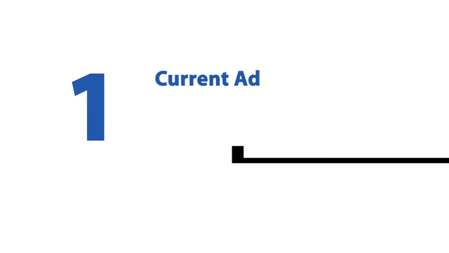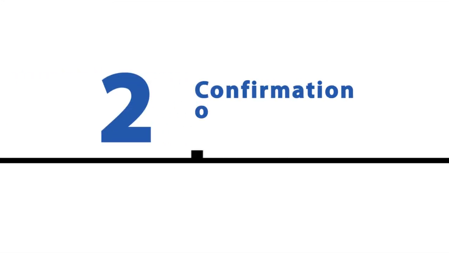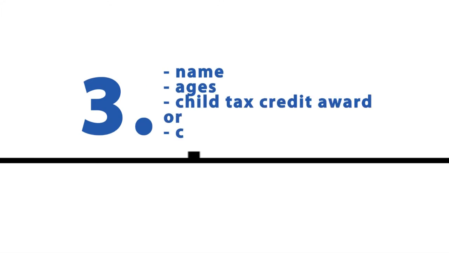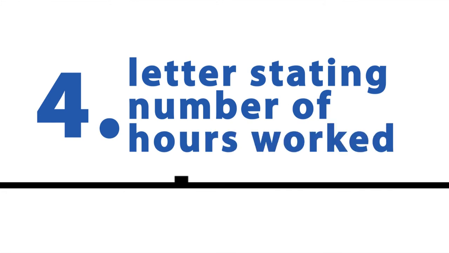Before you begin the process, you will need to make sure you have the following information to hand. Number 1, confirmation of your current address and your national insurance number. Number 2, if you are pregnant, you will need to provide confirmation of when your baby is due. Number 3, if you are living with children, you will need to supply their name, age, and child tax credit awards and child benefit. Number 4, if you're applying to take up employment in any of the local authority areas for work purposes, you will need to provide a letter from your employer stating the number of hours you work.